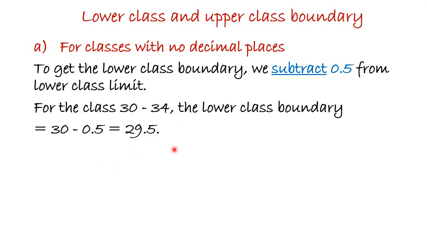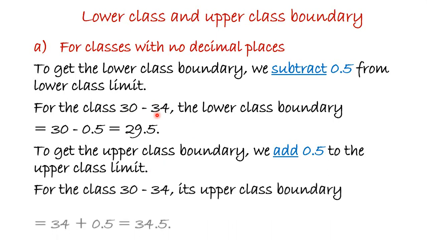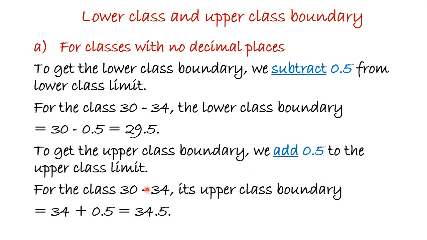Then to get the upper class boundary, we take the upper class limit, which is 34, and we add 0.5. So to get the upper class boundary, we shall get the upper class limit and add 0.5. If you look at this class, the upper class limit is 34, so we get 34 plus 0.5, which will give us 34.5. That is the upper class boundary for this class.